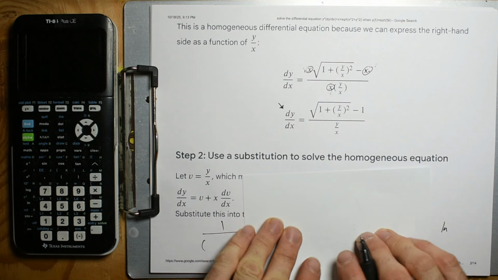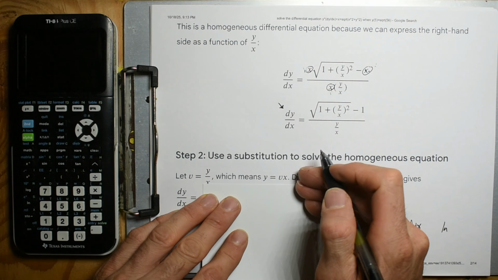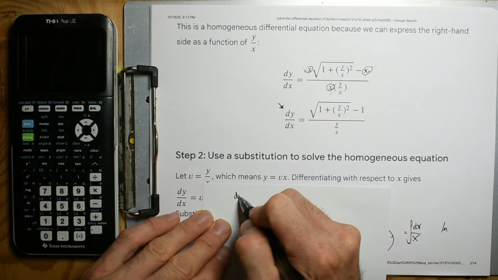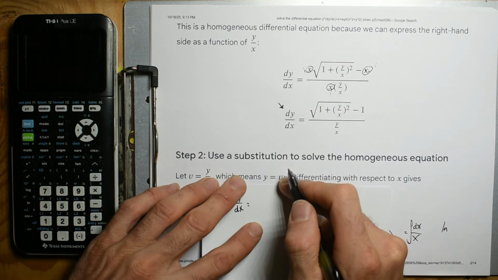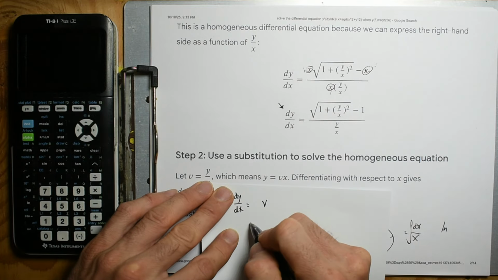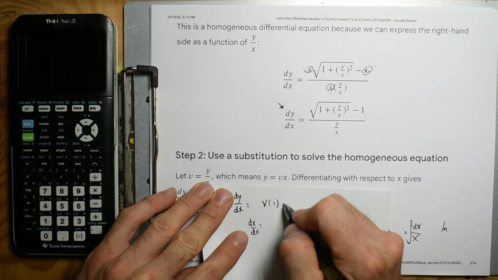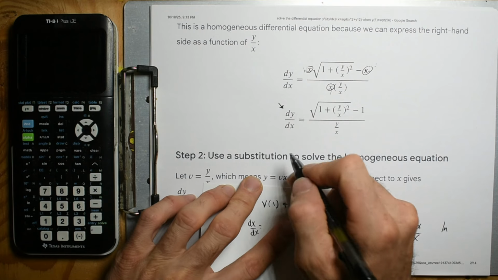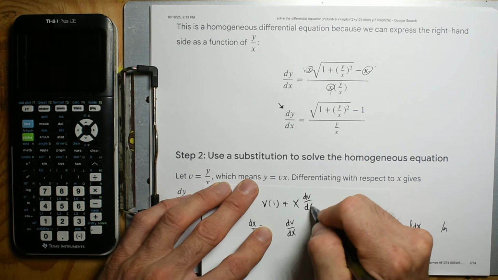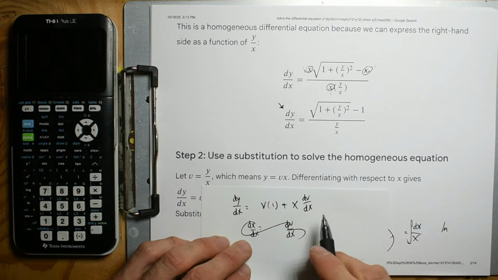So yeah, they're using the product rule. If I'm differentiating this, both can change. So it's the first times the derivative of the second, and it's going to be with respect to x. So it's dy dx. It's going to be the first, v, with the derivative of the second, dx dx, that's 1. Plus the second, x, times the derivative, dv dx, of the first. That's the derivative with respect to x. So that's what we have.